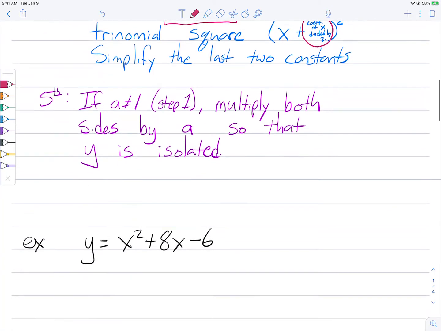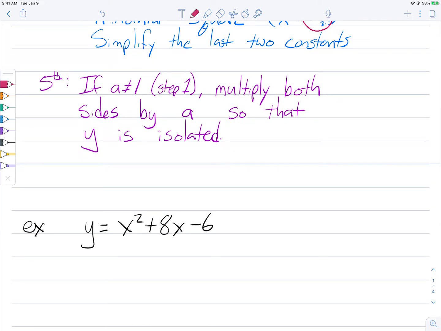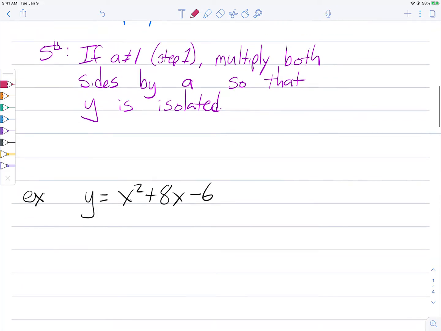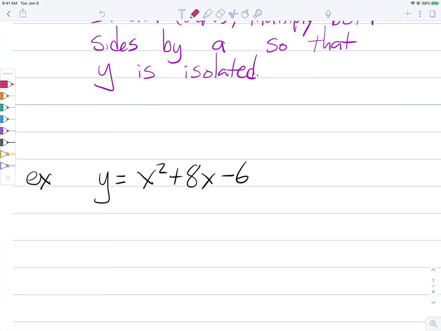So let's see how this works. Here's our equation, y equals x squared plus 8x minus 6. That is not a trinomial square as it stood. If it was a trinomial square, well then our job would be done. That's awesome. It's not. Step 1, the coefficient of x squared, a, is a 1, so we don't have to worry about step 1. Step 2, take the coefficient of x, which is 8, divide it by 2, that's 4. Take that resulting answer and square it, so that's 16. Again, this is the completing the square section of this work, so this should sound really familiar.